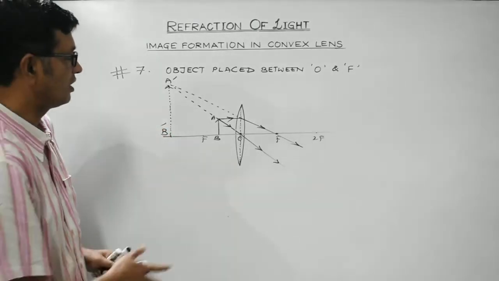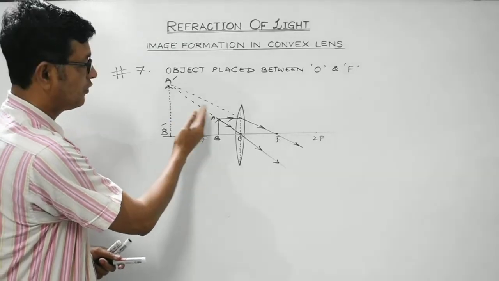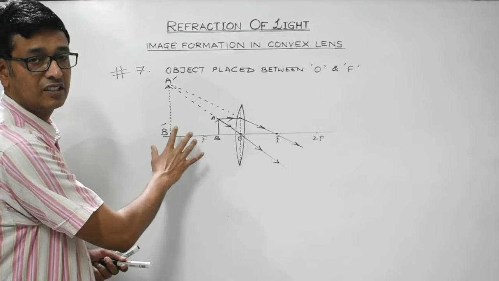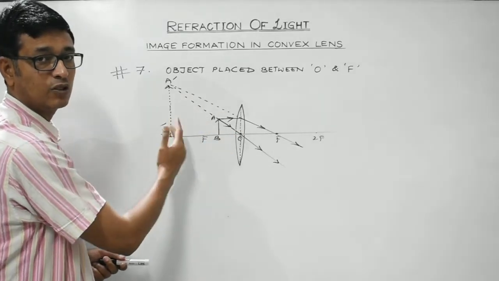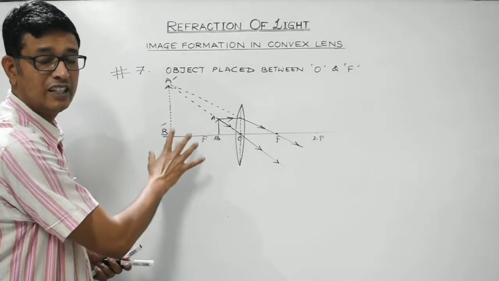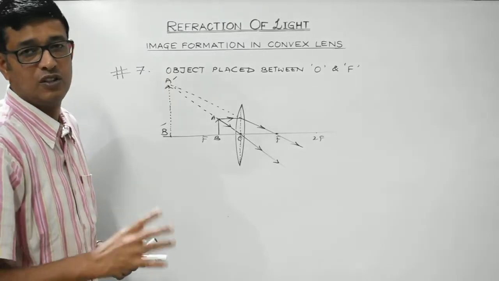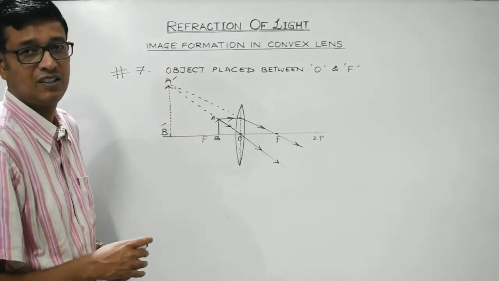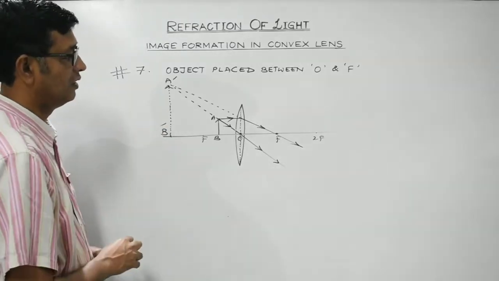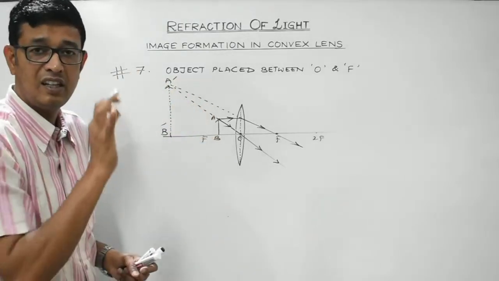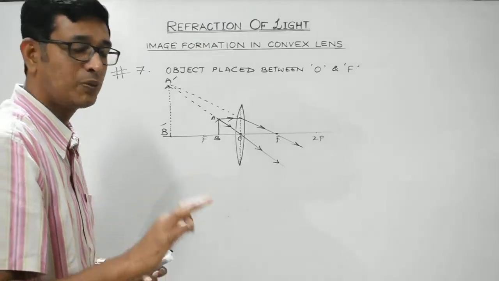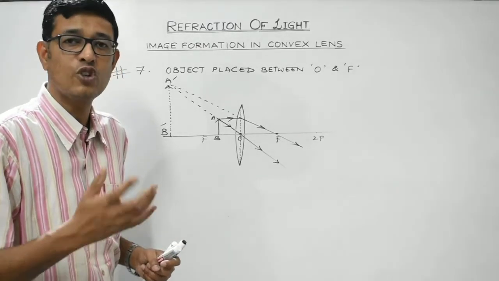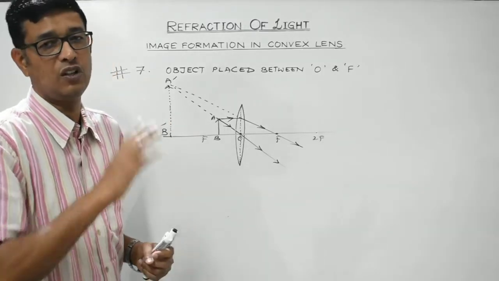Right? So students, you can see in this case the image is formed on the same side as that of the object. So the nature of the image is virtual, or imaginary. It can't be obtained on the screen. So accordingly, this is the case when the object is placed between the optical center and the focus, that the nature of the image obtained would be virtual.